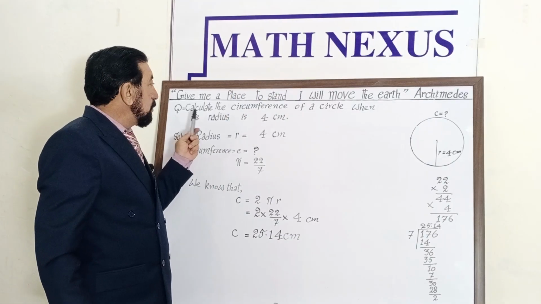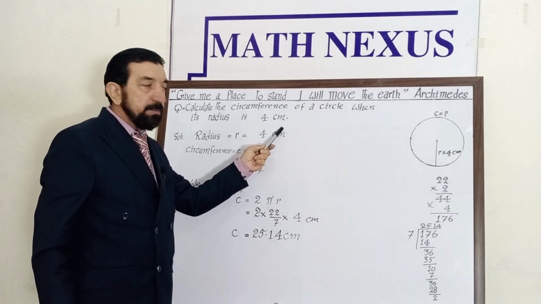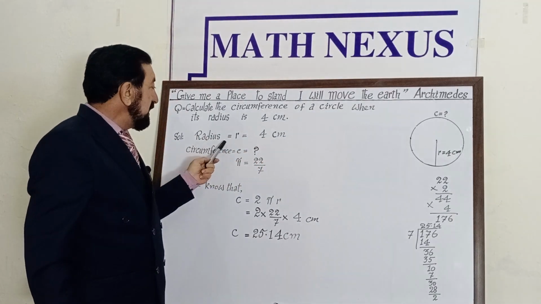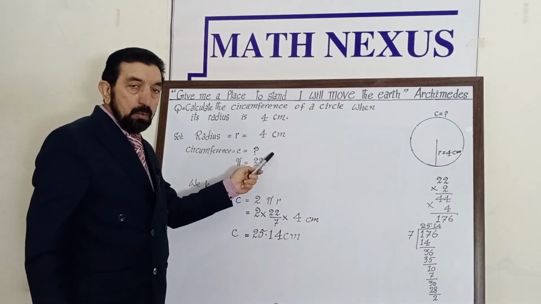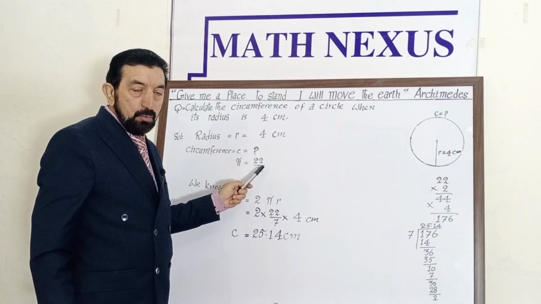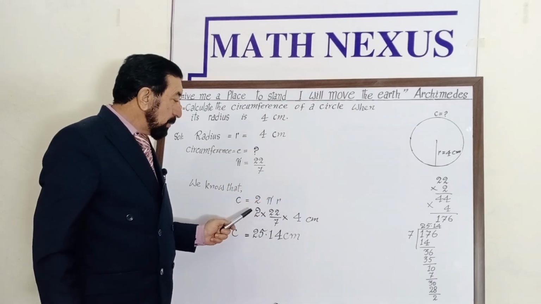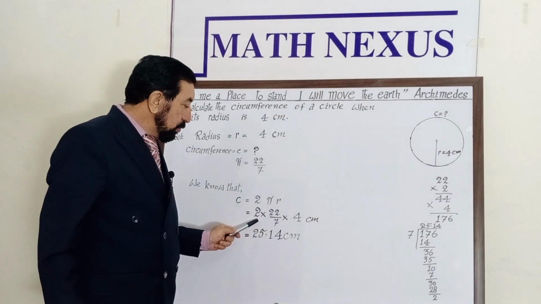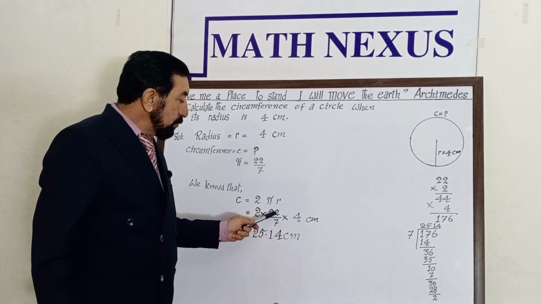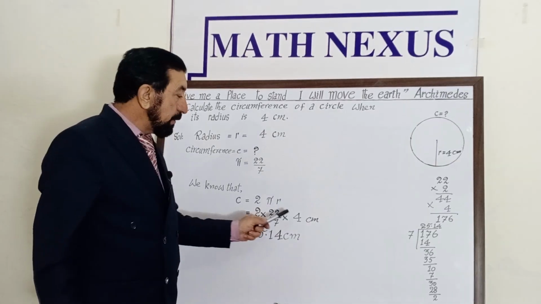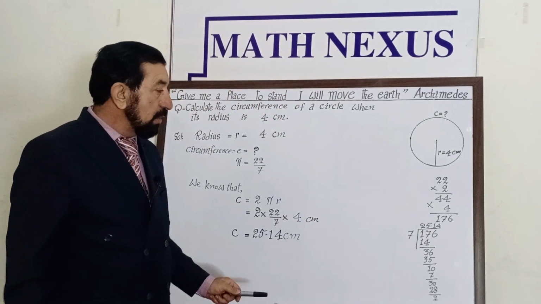Question: calculate the circumference of a circle when its radius is 4 centimeter. Solution: radius equal to r equal to 4 centimeter, circumference equal to unknown, pi equal to 22 upon 7. We know that c equal to 2 pi r, putting the value of pi and r, 2 into 22 upon 7 into 4. 22 into 2, 44. 44 into 4 equal to 176.